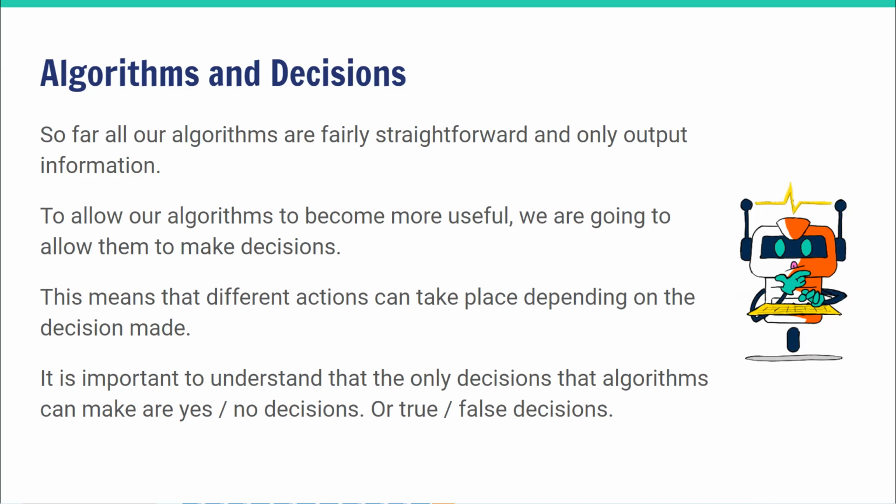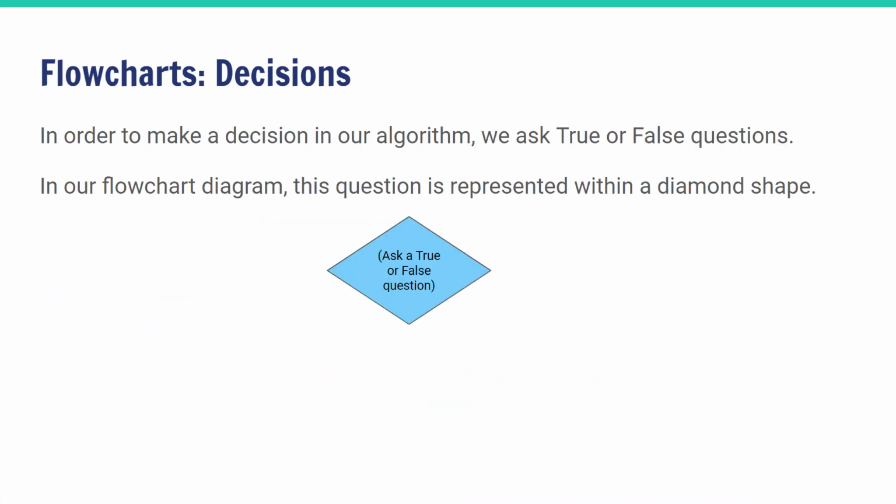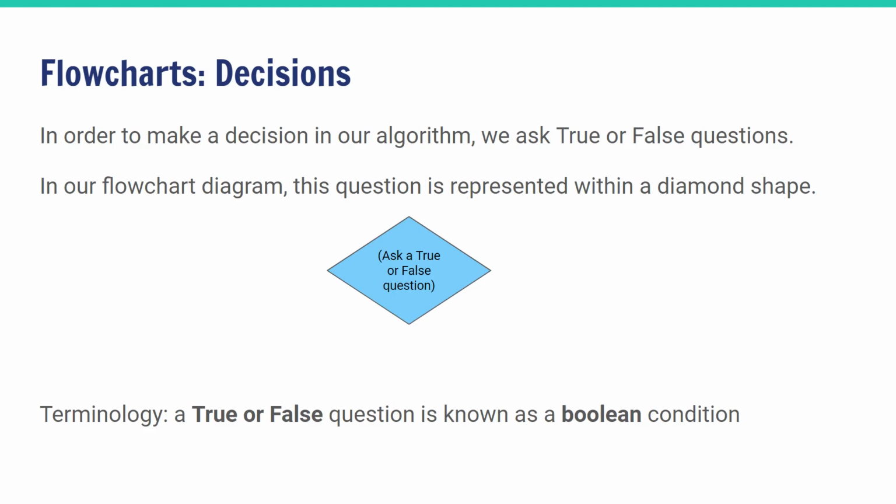It's really important to understand at this stage that the only types of decisions that algorithms can make are simple yes or no decisions, or in other words, true or false decisions. So in order to make a decision inside our algorithm, it needs to be able to ask true or false questions. The way we represent that in our flowchart diagram is that we're going to put the question inside this diamond shape. Some terminology here: a true or false question is known as a Boolean condition. Boolean means true or false, and the question is a condition.